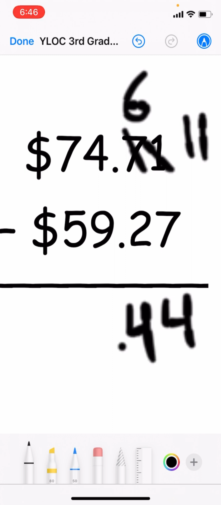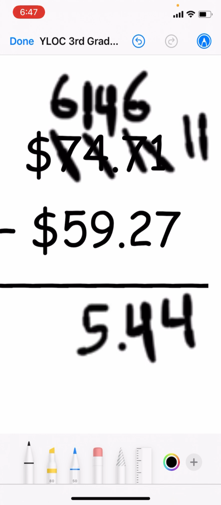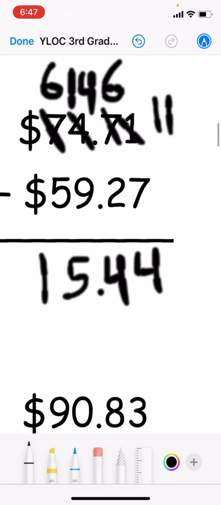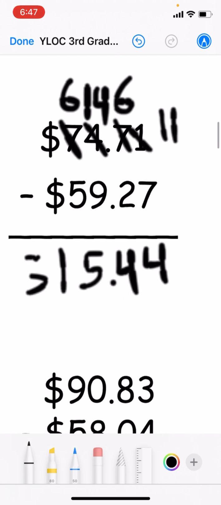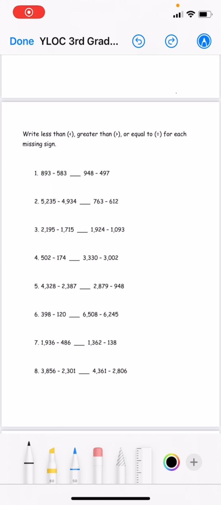4 can't subtract 9, so we'll borrow from the tens place. 7 becomes 6, and 4 becomes 14. 14 minus 9 is 5, and 6 minus 5 is 1. So our answer is $15.44. Next, we'll write less than, greater than, or equal to for each missing sign.